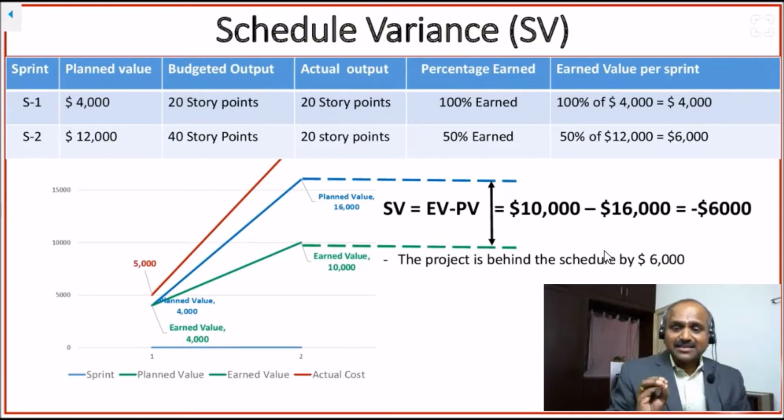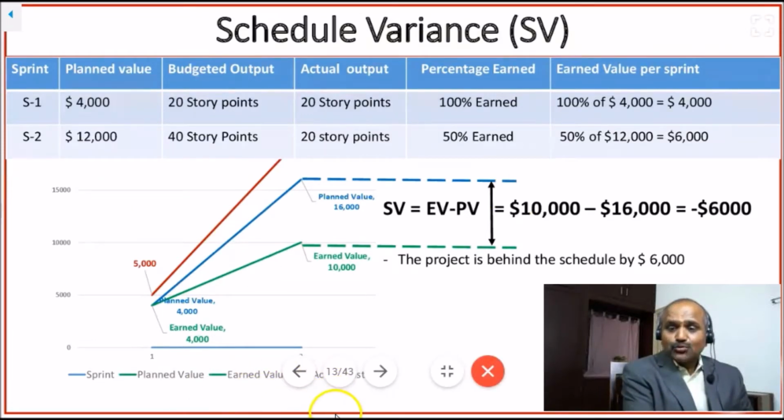It is expressing whether the project is ahead of the schedule or behind the schedule in terms of money. In terms of money, it is integrating scope, schedule and cost. So schedule variance is saying that we are behind the schedule by 6,000.